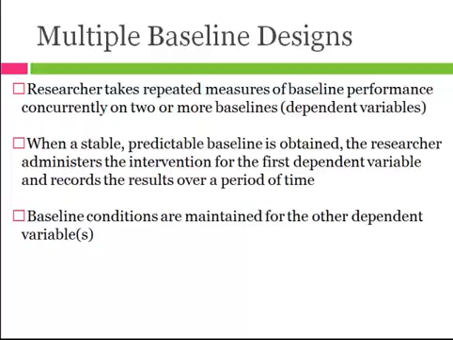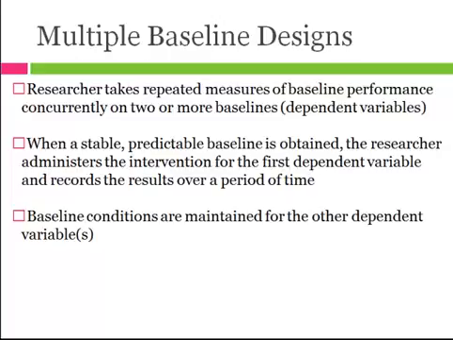So how does this work? The researcher first takes repeated measures of baseline performance concurrently on two or more baselines. So typically what we want to see, and we're talking about with the baselines, across settings, participants, or behaviors, is at least 3 data points at the baseline phase. And we want to see that across Sally, Joe, and Johnny, if we're talking about across participants. Okay, and that is the dependent variable, those behaviors or whatever we're trying to measure.